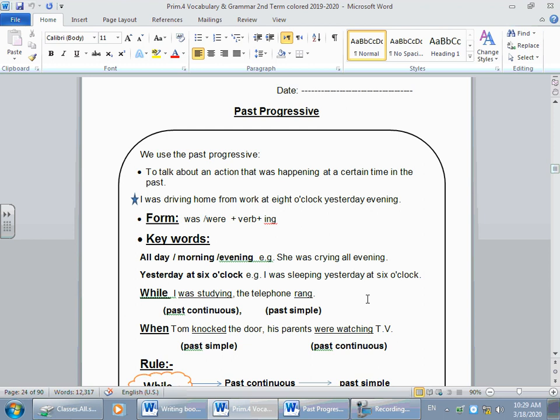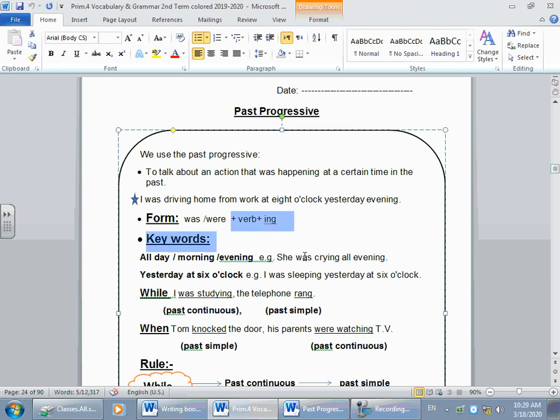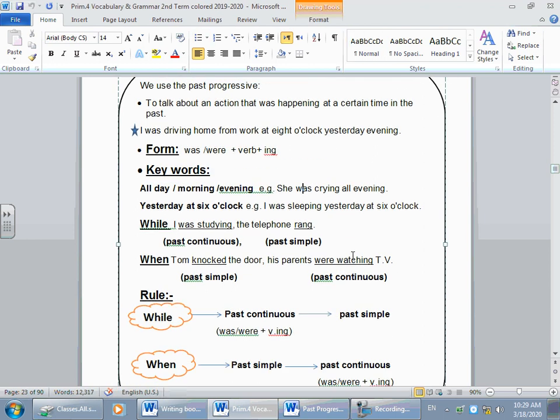I was studying English. Okay, we have another example here. I was driving home from work at 8 o'clock yesterday evening. Yesterday evening, this is a past event that happened at a certain time, which is at 8 o'clock. Okay, what is the form of the past progressive?